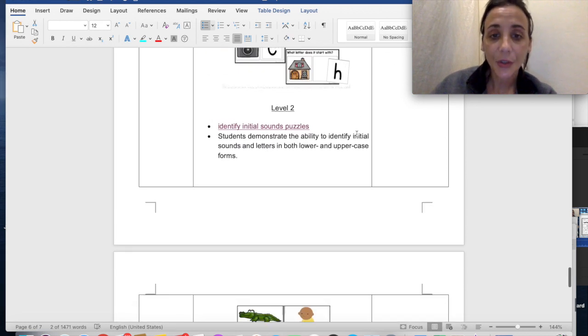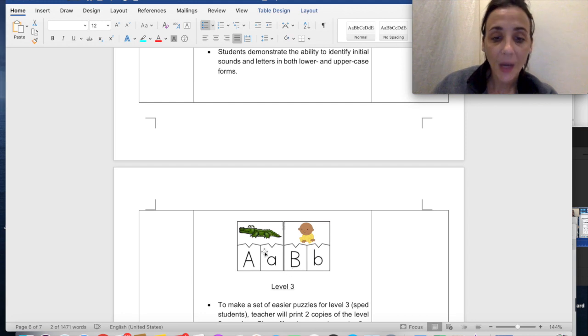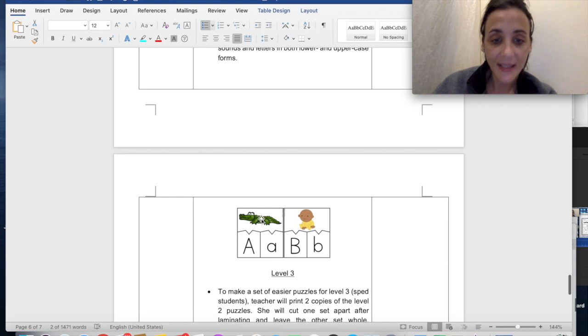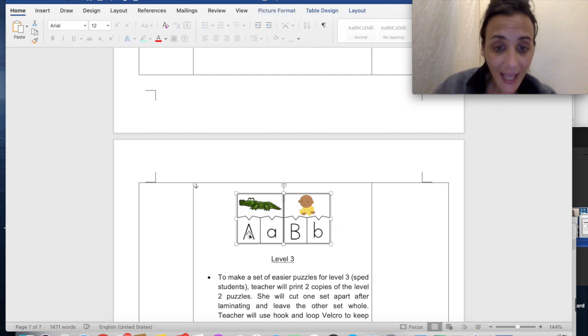Then for the level 2 students, I will have identify initial sound puzzles. So I would maybe give them either just the alligator and they have to know, okay, this is alligator, so I have to find capital A, lowercase a, or to make it a bit easier for them, I would maybe give them an alligator with a capital A and they just have to find the lowercase a.